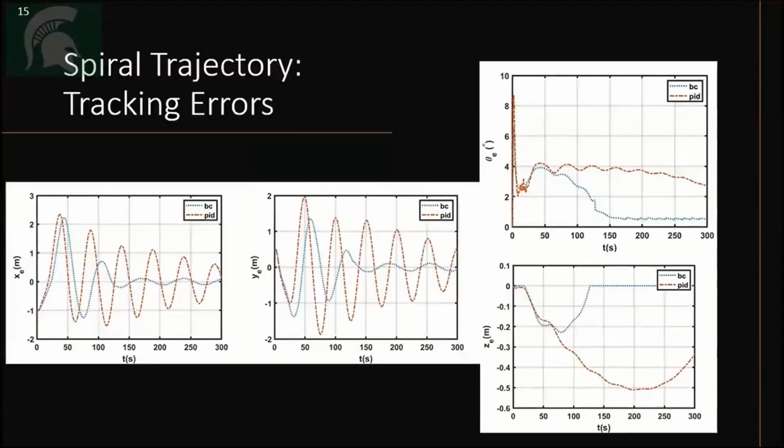Here, the backstepping tracking errors shown in blue are compared with the PID tracking errors shown in red. In each of these plots, the backstepping controller minimizes the error to an area around zero, while the PID will eventually do it, but isn't able to within the time frame.